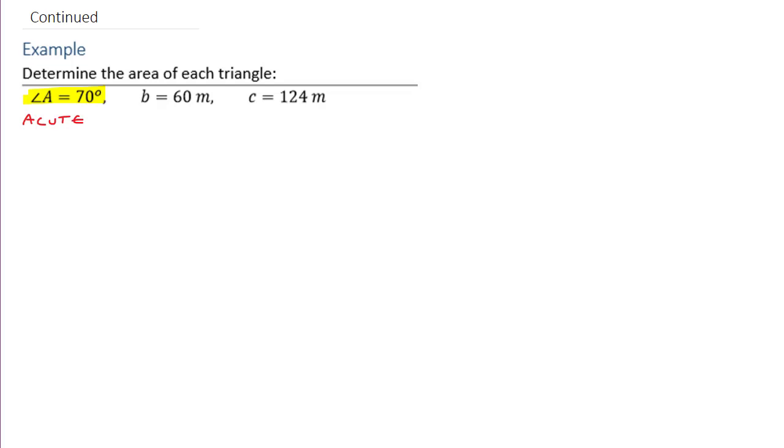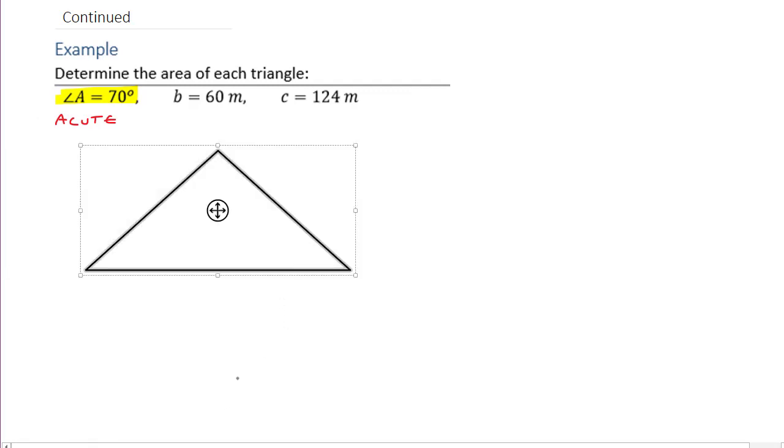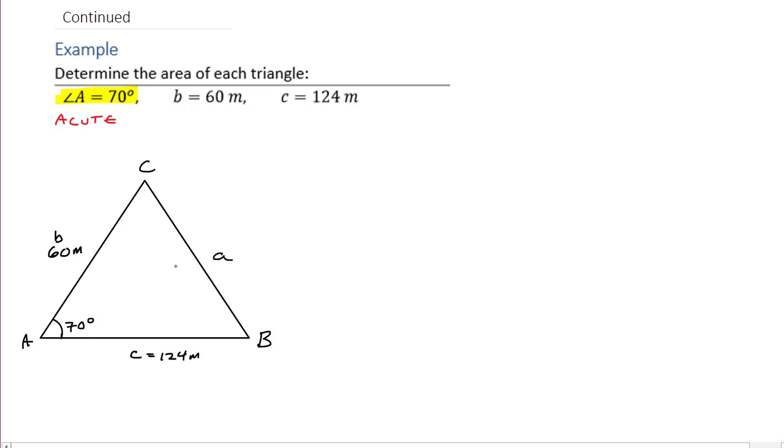So let me just draw an acute angle triangle here. In other words, I don't want my angle to be bigger than 180. Oops, move that over. Okay, I'm back here. There we go, I just fixed the triangle up. Okay, so we got an acute triangle. Let's just put A here, and I'm going to put B here and C here. Now, if I did it the other way, I just have to rotate my page a little bit. Okay, so this is 70 degrees here. Side B is 60 meters over here. And side C we have is 124. We don't have side A, and we don't need side A for this problem.